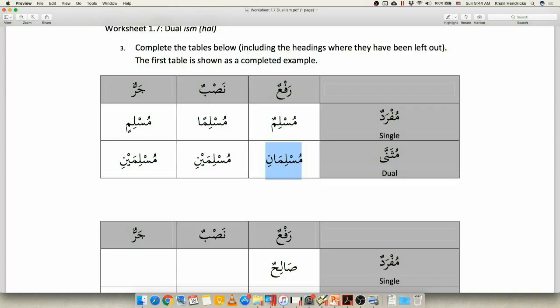Muslimatun. A male Muslim is Muslimun, a female is Muslimatun. So what will 2 female Muslims be? Muslimatani, Muslimataini. But this is Muslimani, so is it male or female? Male. And the last thing, is it single, dual or plural? Dual. In Arabic it's called Muthanna. So now you know 4 things about one word.